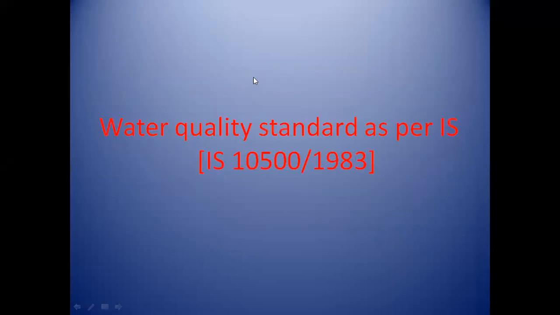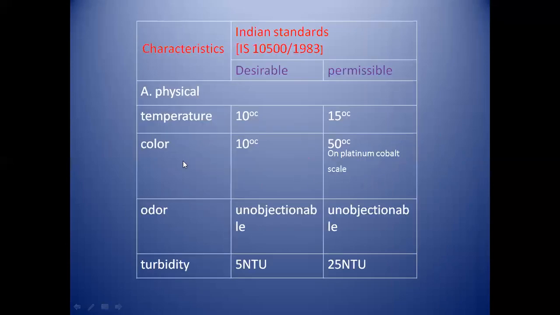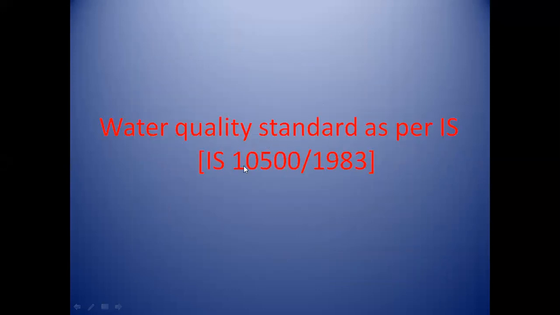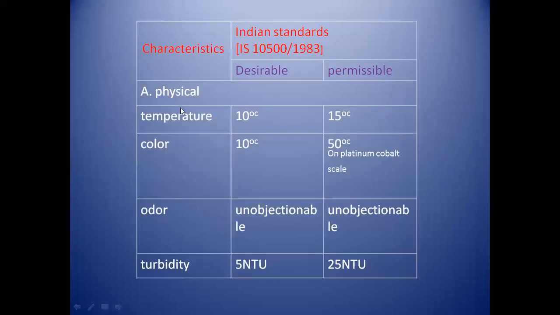Then the next point is water quality standards as per IS code 10500 of 1983. Now see what the standards of water quality are as per this IS code. First, see this table. First is the characteristics, then the value for each characteristic as per the IS code.